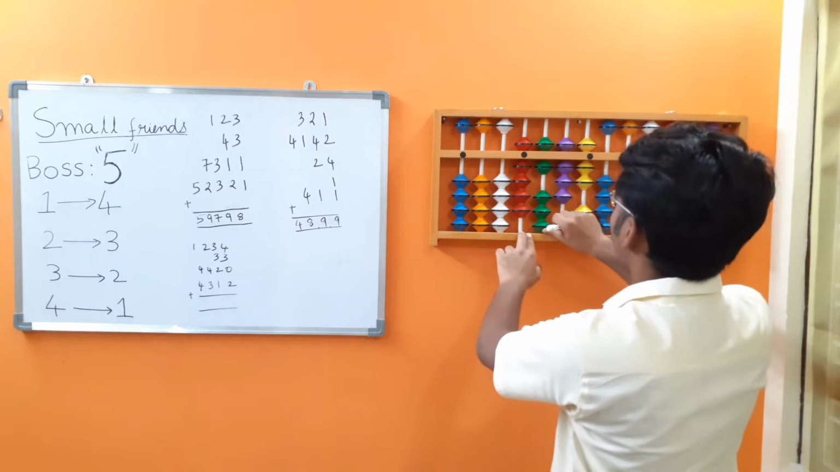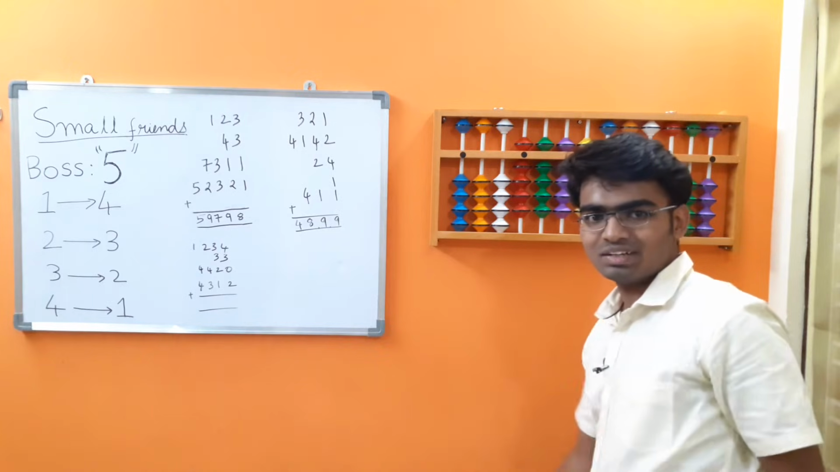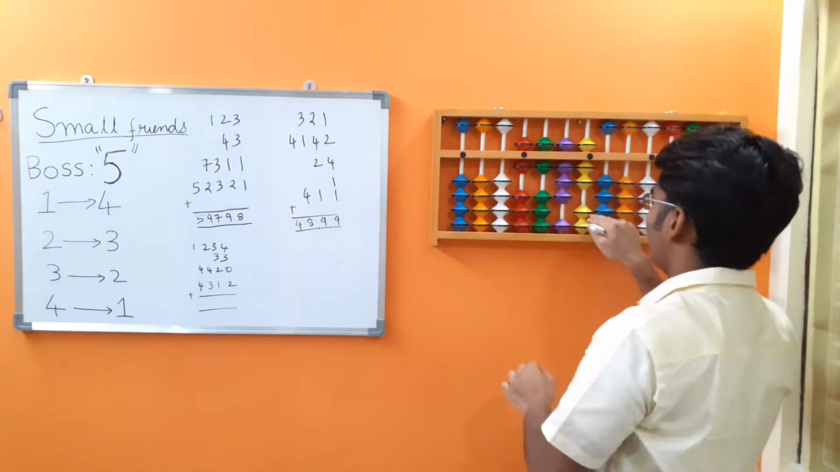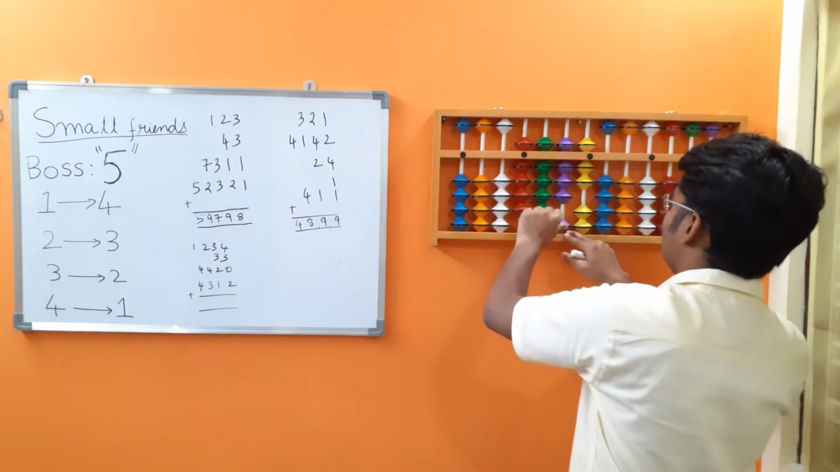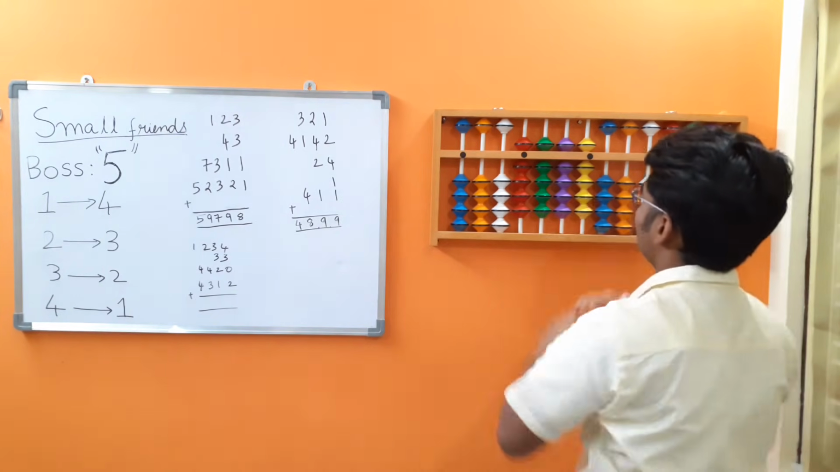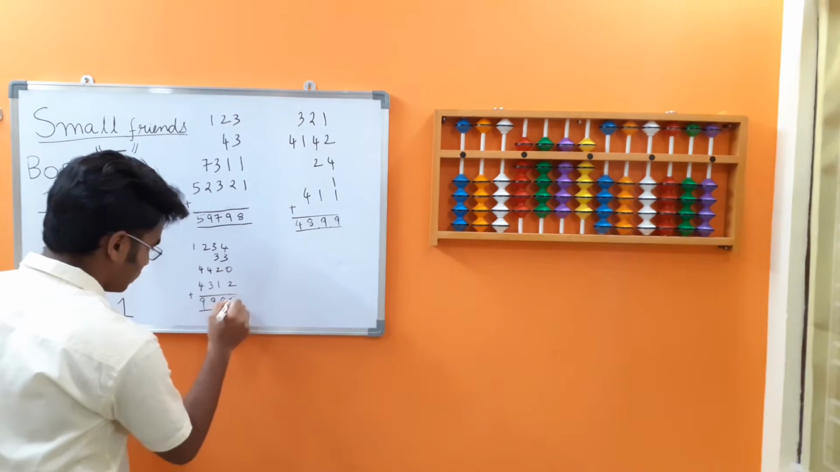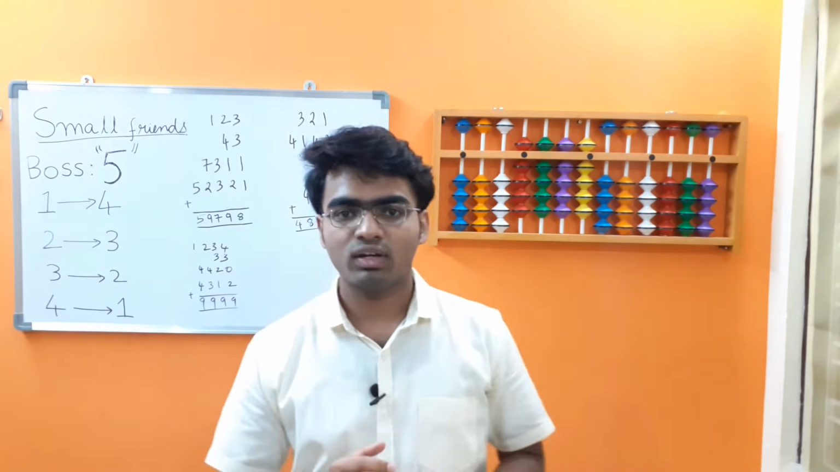4, 3, 1, 2. Let me do that again. 4, 3, 1, 2. We got the answer as 9999. In the next video, we'll see small friend subtraction.